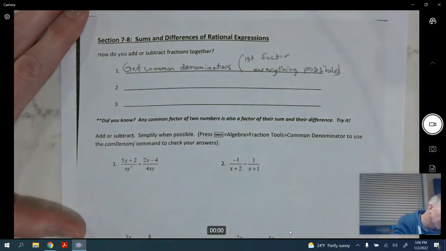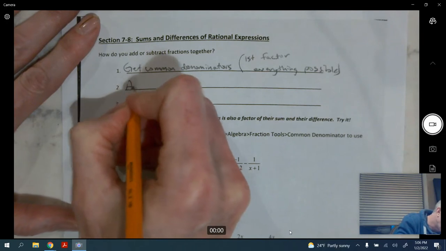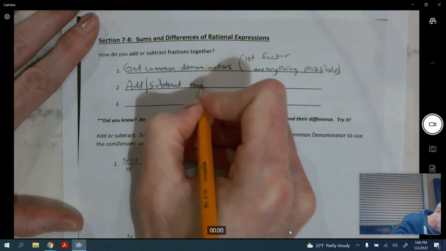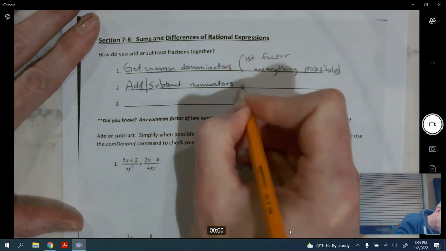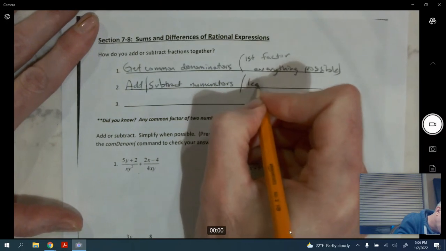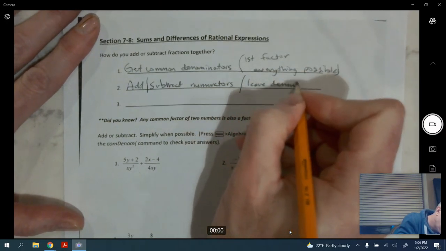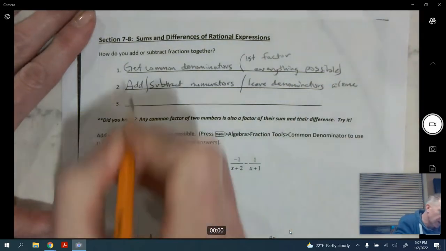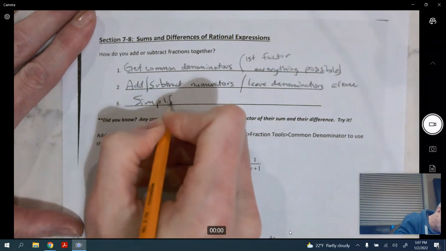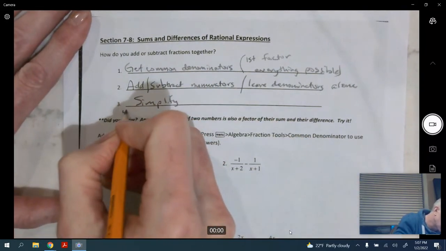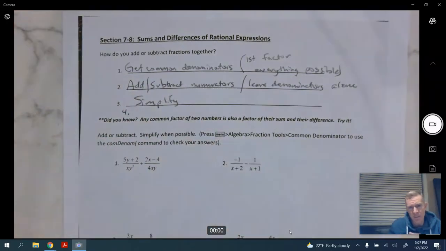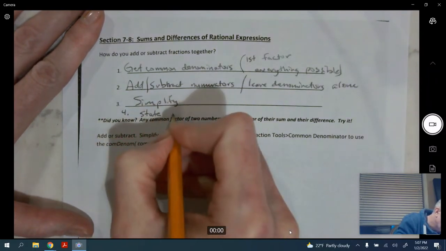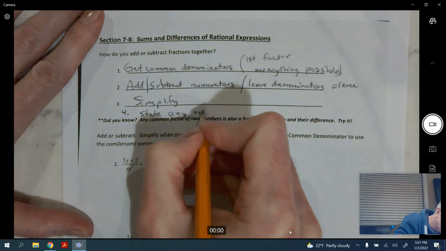After we factor, just a reminder how you add or subtract fractions together. You add or subtract the numerators, and you leave the denominators alone. And then you simplify everything. Now, the last thing we're going to do, I'll just put a number 4, because for our purposes, not part of adding and subtracting fractions, but you're also going to state any restrictions on the variables.